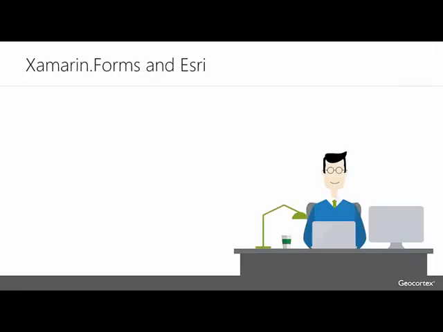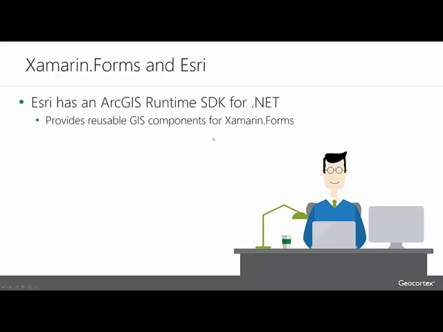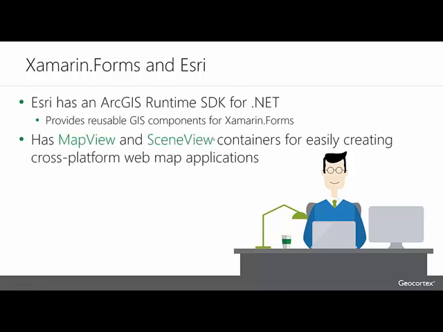So Esri has the ArcGIS runtime, which supports Xamarin.Forms, and it provides a set of reusable GIS components that you can use to build a GIS app. It provides basic things like a map view and a scene view, and a huge benefit is that you can just create one app and deploy it to the 3 different platforms. So it's cool that Esri also recognizes Xamarin.Forms within their development. You can just throw a map into your application, no problem, and you can use it along with other Xamarin.Forms components.